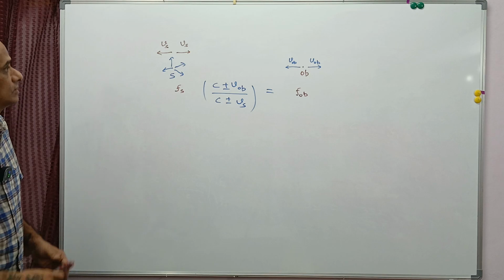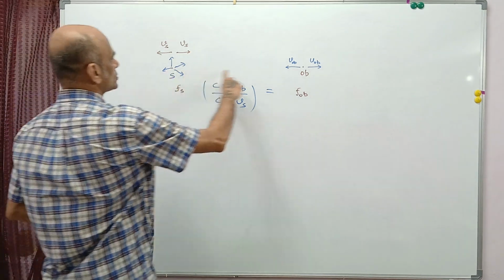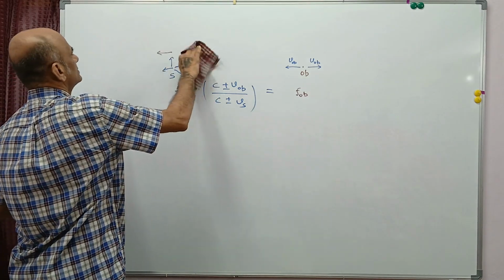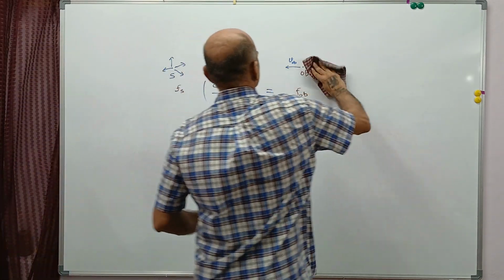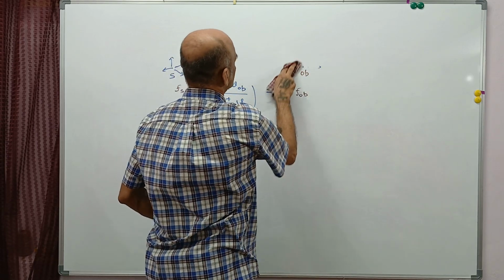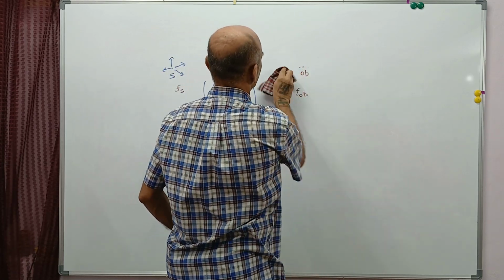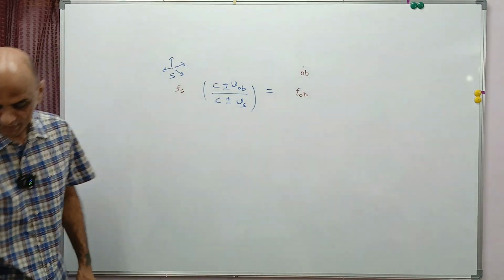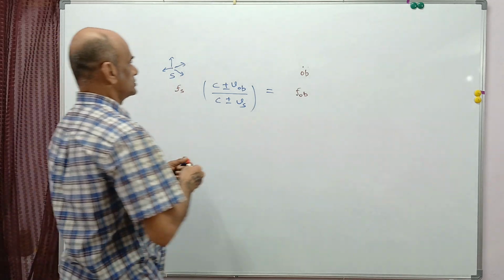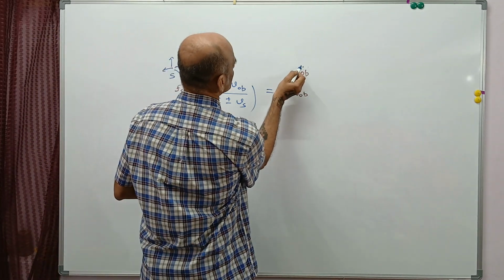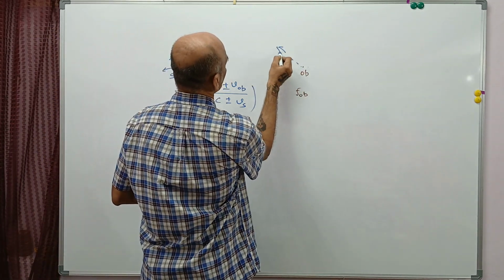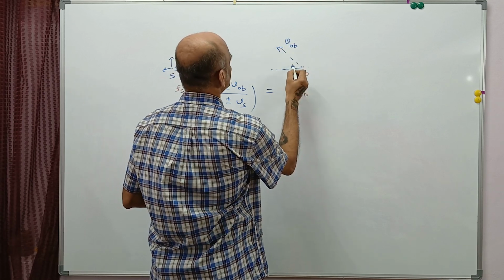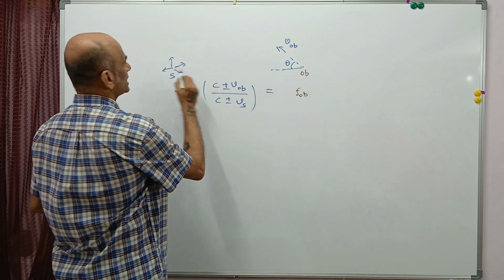But the source and observer need not move along the line joining them. They can move in any other direction. It's not necessary to restrict the source and observer to move only along the line joining the source and the observer. Suppose the observer is moving in this direction, say at an angle theta with the line joining the source and the observer.